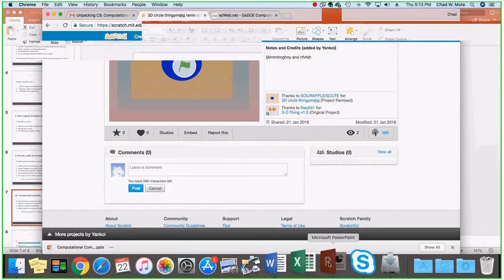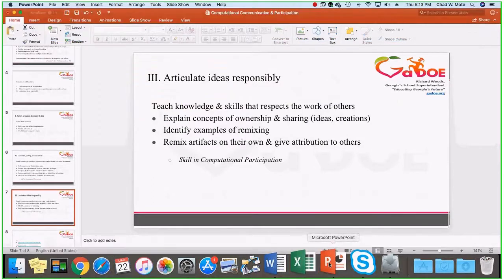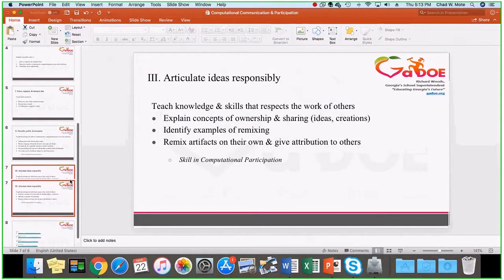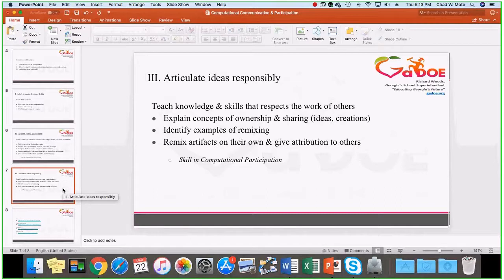Very important. Trust me. High school teachers will thank you, and middle school teachers will thank you immensely, starting here with this and really getting students to appreciate the work of others and give them credit.